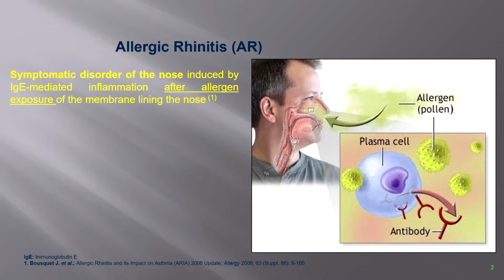Allergic rhinitis, basically a few points. It is an IgE mediated disease, and must be after an allergen exposure. You must be exposed to the allergens, and it will trigger off the IgE and the cascade of allergies starts. And it's a disorder of the nose. So these are the few important key points.